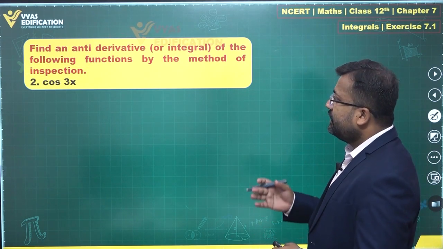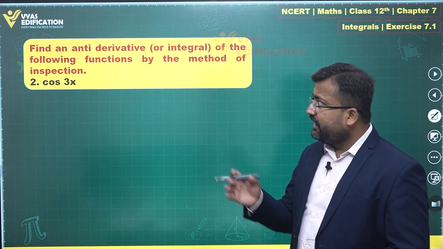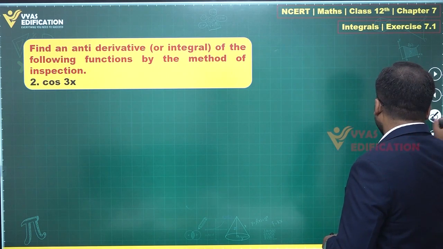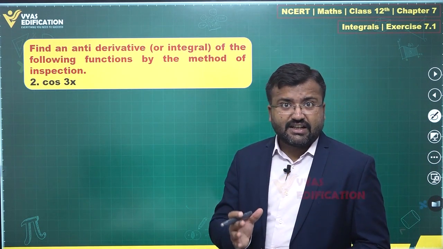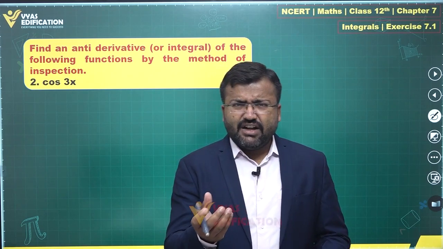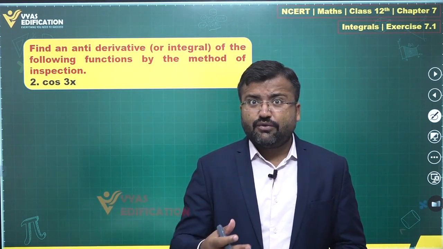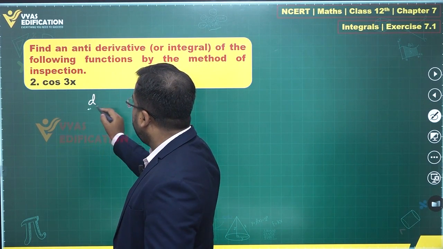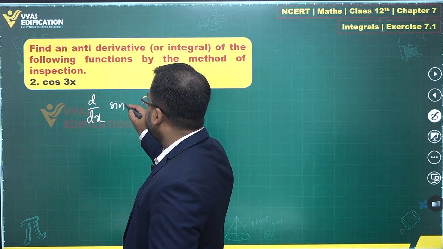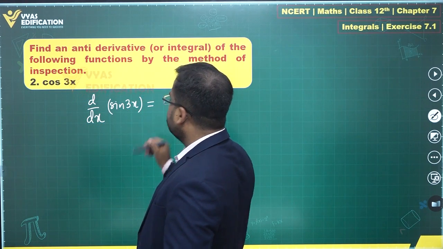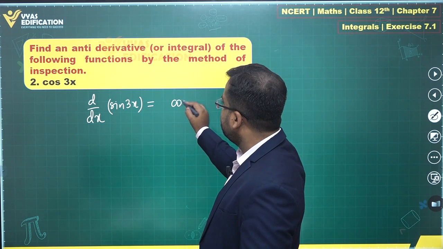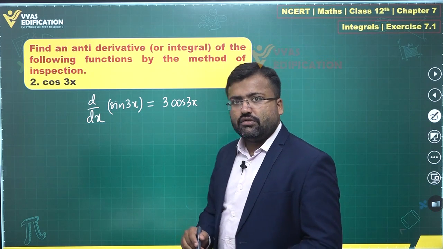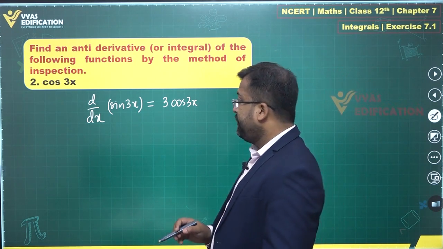Question 2 says that we have to find the antiderivative or integral of this by inspection. Okay, so once again, for cos 3x, the first thing that comes to mind is that the derivative of sin x is cos x, therefore the derivative of sin 3x will be somewhat in terms of this, right? So let's begin with the derivative of sin 3x. What is that equal to? The derivative of sin 3x will be cos 3x, and since we have to apply the chain rule, 3x will have to be differentiated, and that derivative is equal to 3 times cos 3x, right?